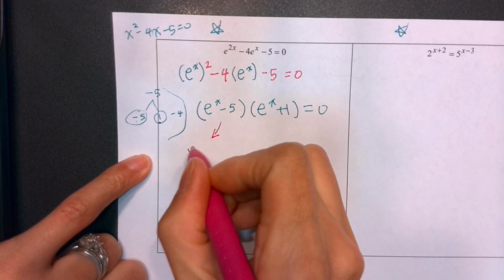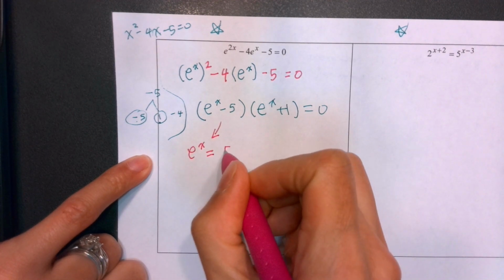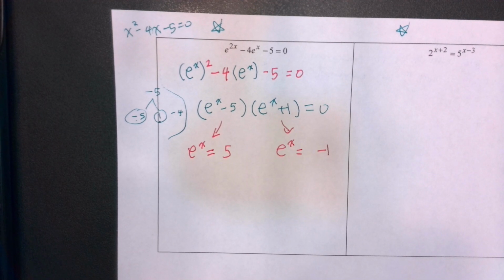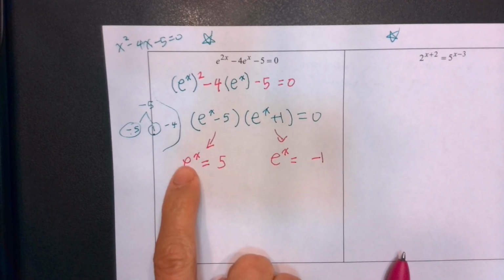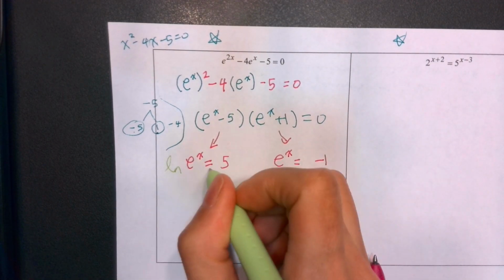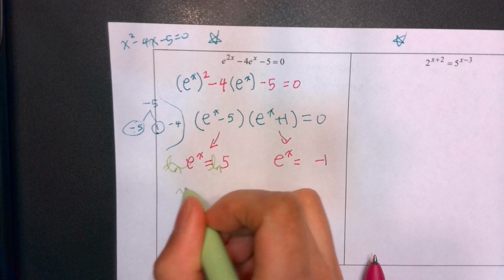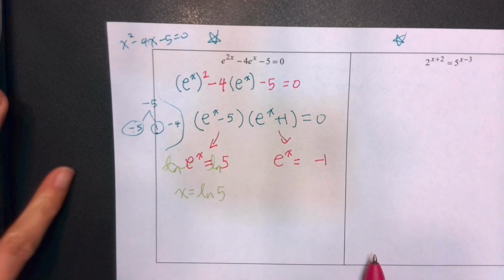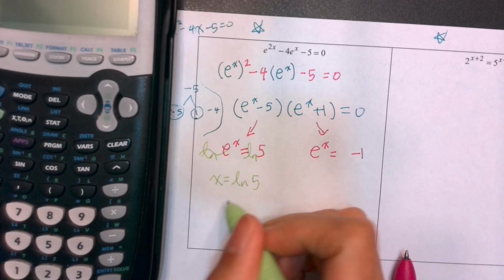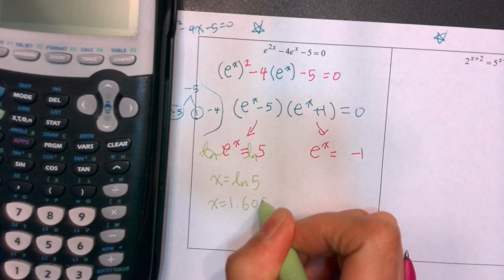Then set each factor equal to 0. Then I get e to the x power equal to 5, and e to the x power is equal to negative 1. Alright, let's go ahead and solve it. The exponential form is by itself, so I can just go ahead and take the log on both sides, probably natural log on both sides. X is equal to natural log of 5. I can plug it in my calculator, natural log of 5. 1.609.